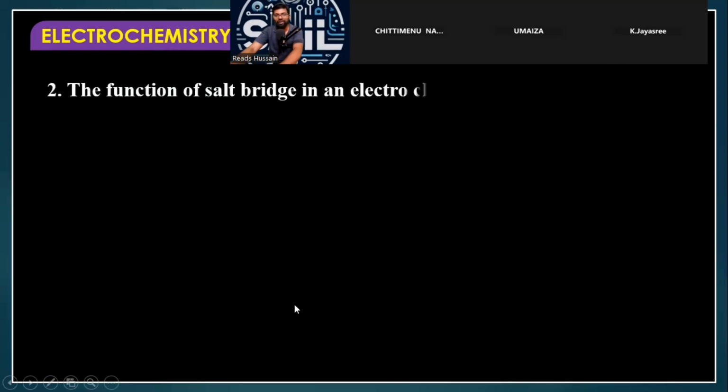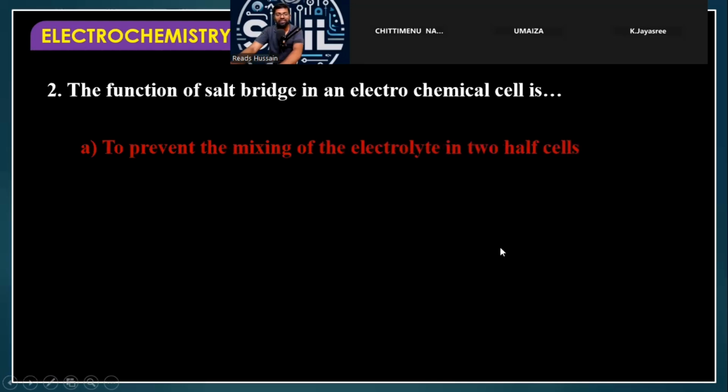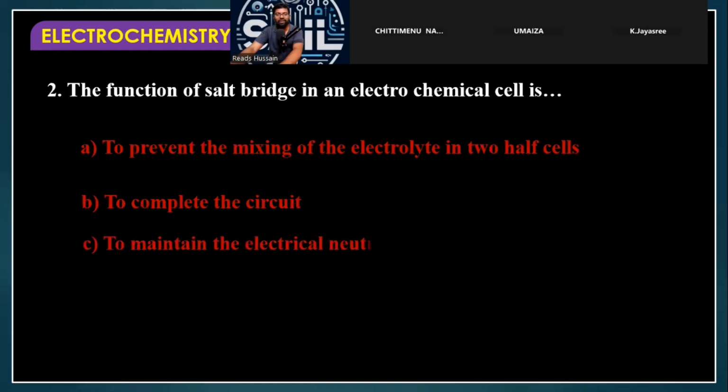And the function of salt bridge in an electrochemical cell. We have discussed salt bridge, which is a U-shaped arrangement. The salt bridge is very important, and its functions are also very important. We have not discussed this in detail. You can take a screenshot of this question. So these are the 3 functions of salt bridge. All the 3 are correct.